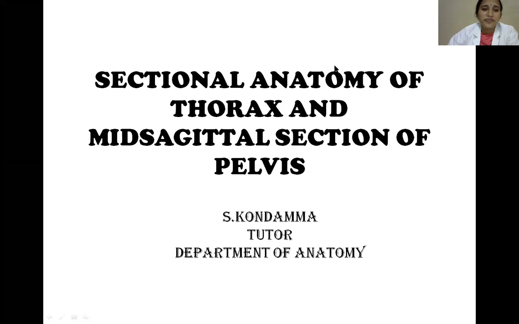So good morning everyone. Today we are here to discuss the sectional anatomy of the thorax. We are not going to see all the sections of the thorax. Only at two levels we are going to see the sections. One at the level of T8 vertebra and another at the level of T11 vertebra.